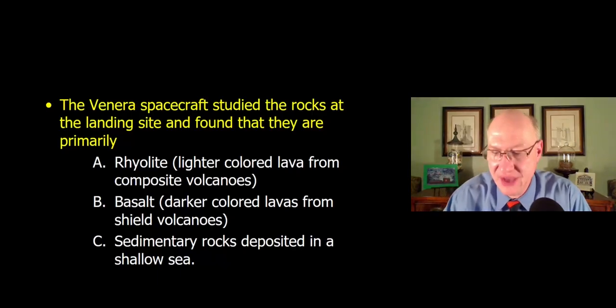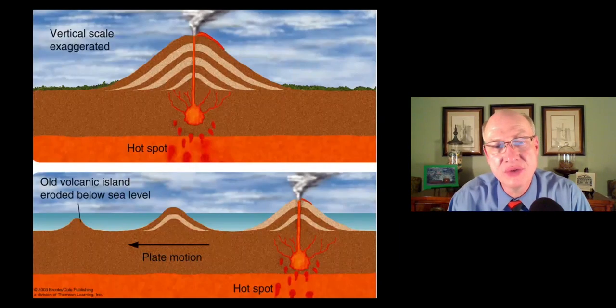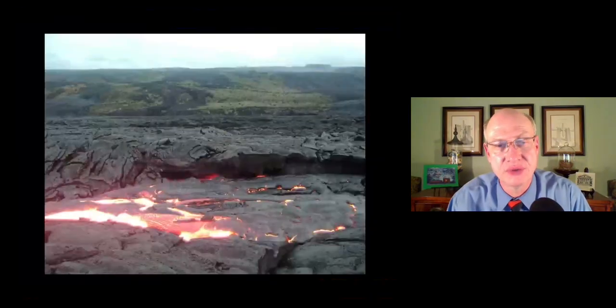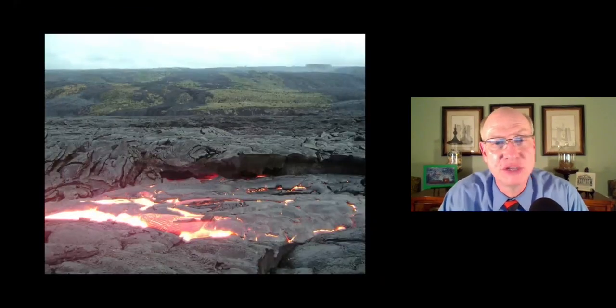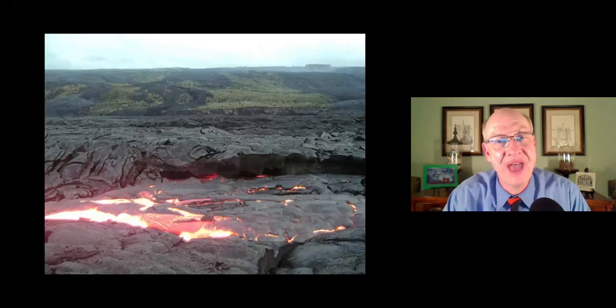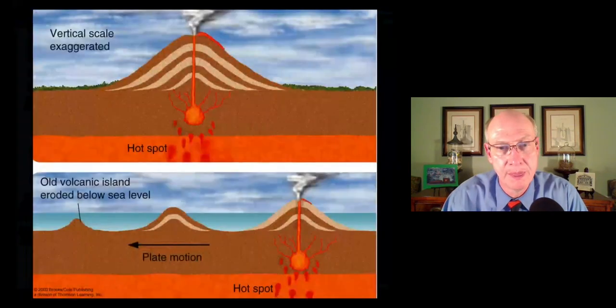So what do you think they found? Well, the volcanoes on Venus are shield volcanoes, and that type of lava is basaltic lava. In fact, the landers had scientific instruments to measure the composition of the rocks that they landed on. And the rocks that they landed on were basaltic lava flows like this. In fact, a tremendous fraction of the surface of Venus is covered in basaltic lava flows.